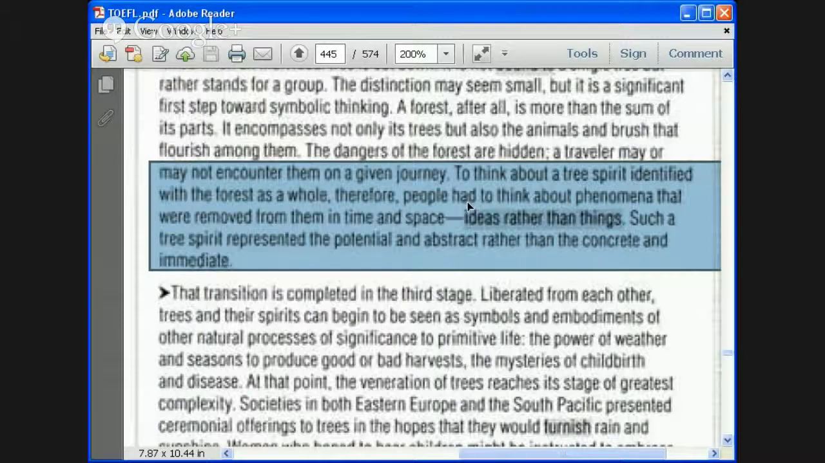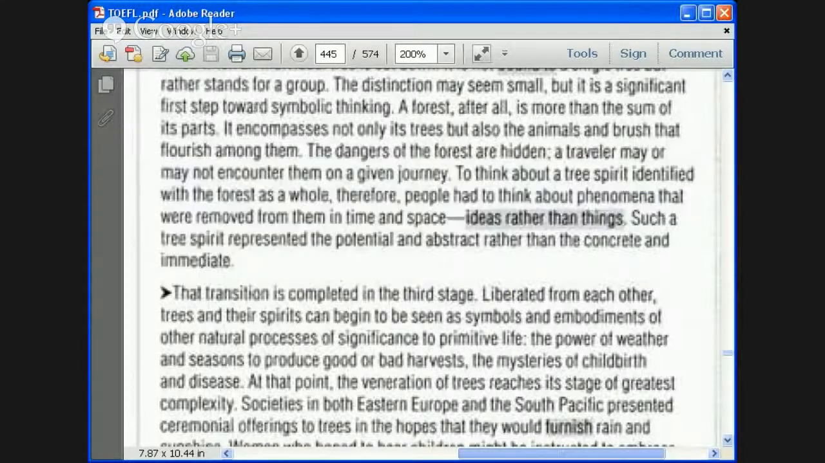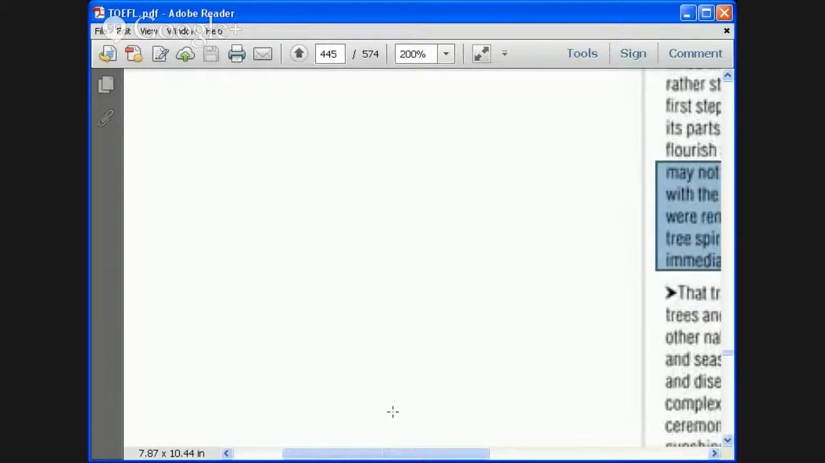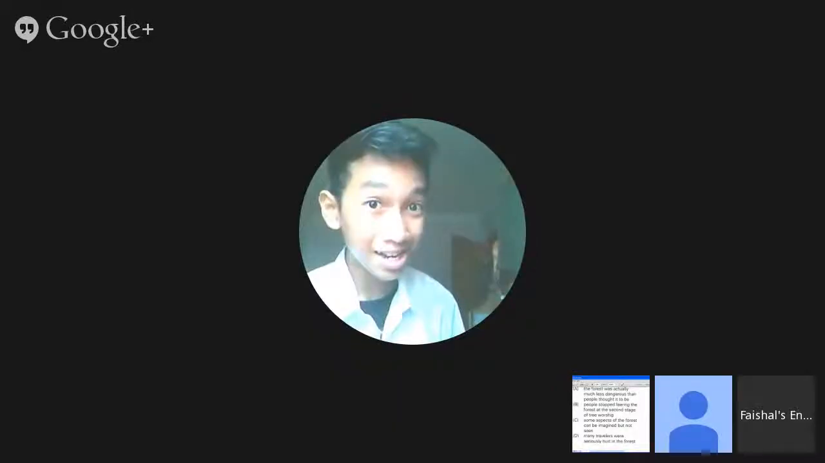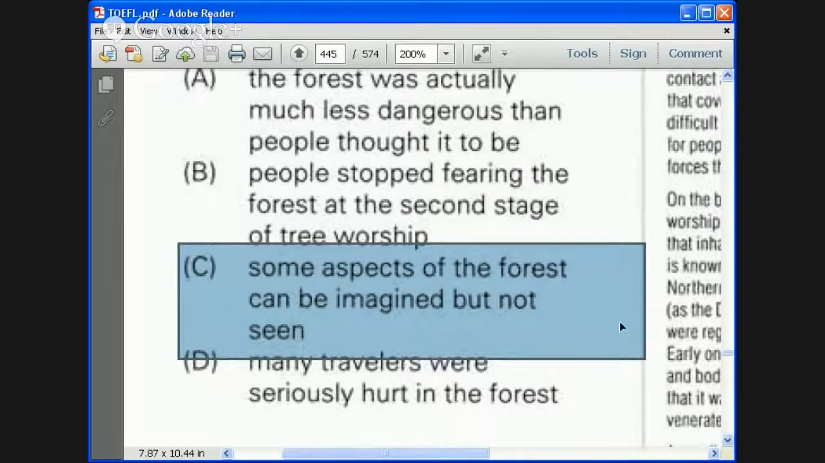Let's see the question. Okay, let's do that. Some aspect of the forest that is imagined but not seen. The choice was actually C. I take C. Okay. Abstract, imaginary ideas rather than seen.